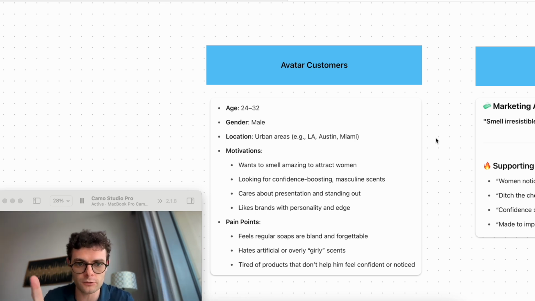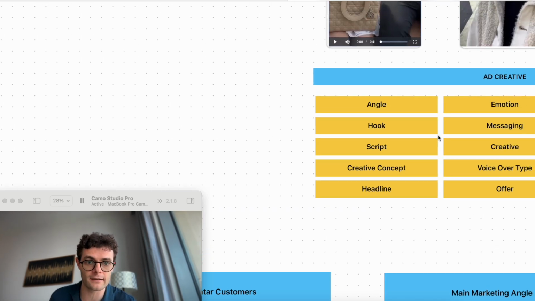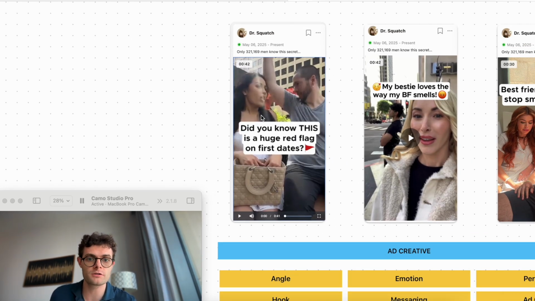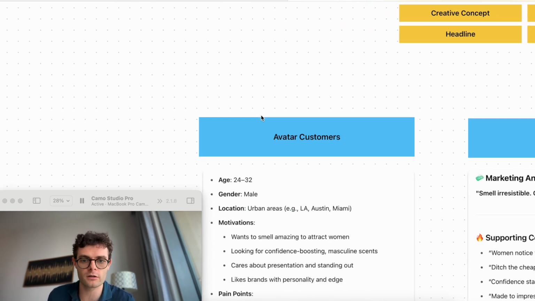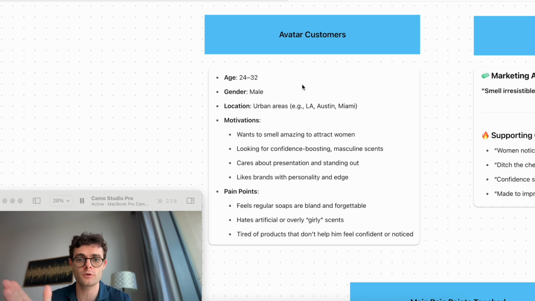So the first thing that we need to understand here, talking about Dr. Squatch, is to come up with the avatar. Looking at this ad that's working super well, thousands of comments, thousands of shares, active for a very long time, what are the traits? The avatar customer is between 24 and 32. We give it a name. Let's call him William. 24-year-old William, 30-year-old William is a male.